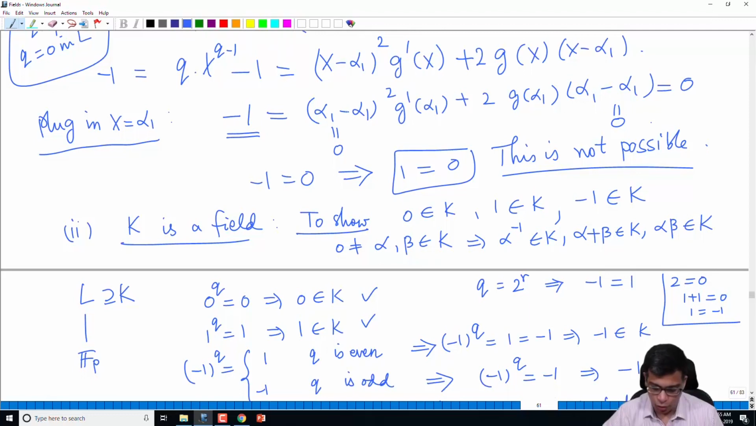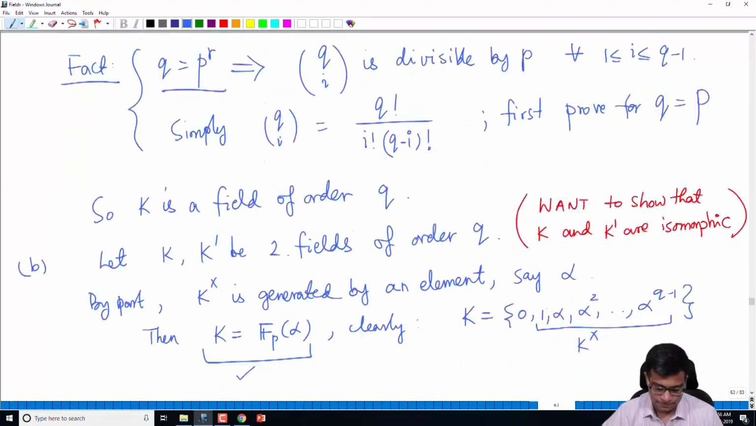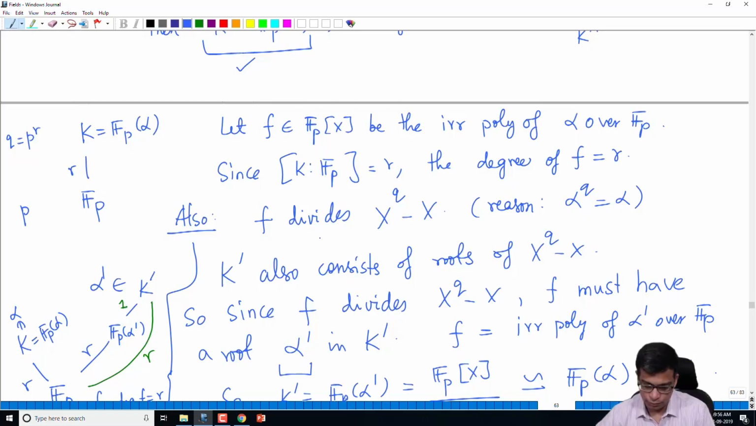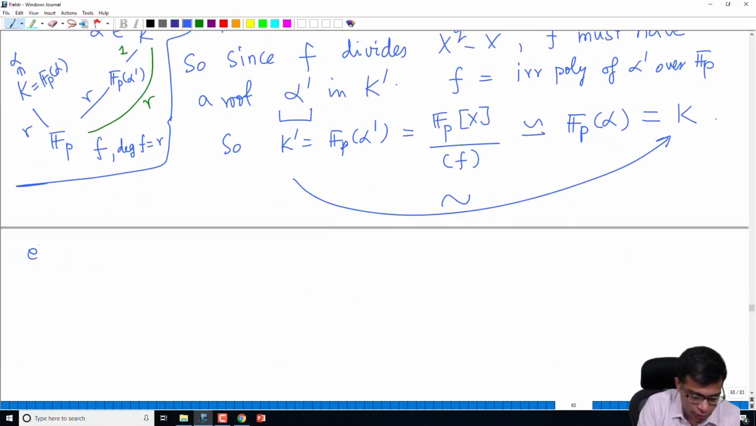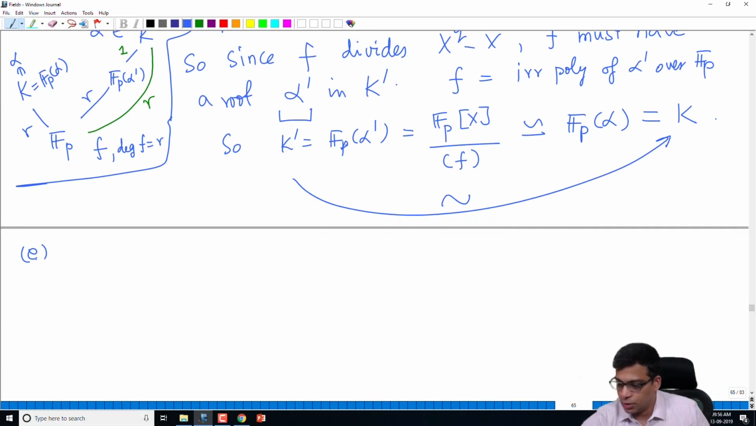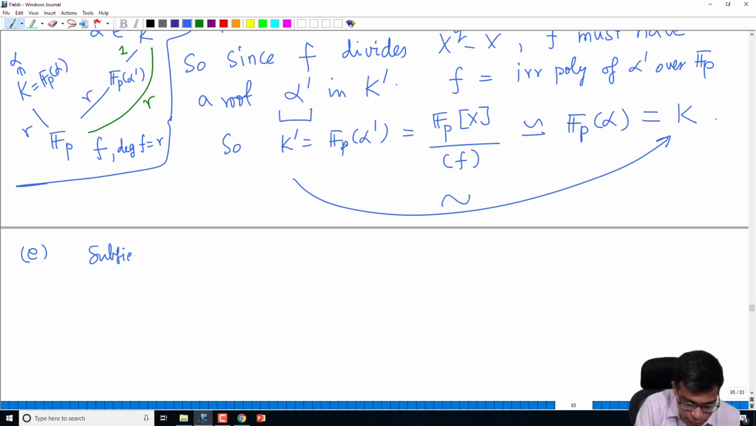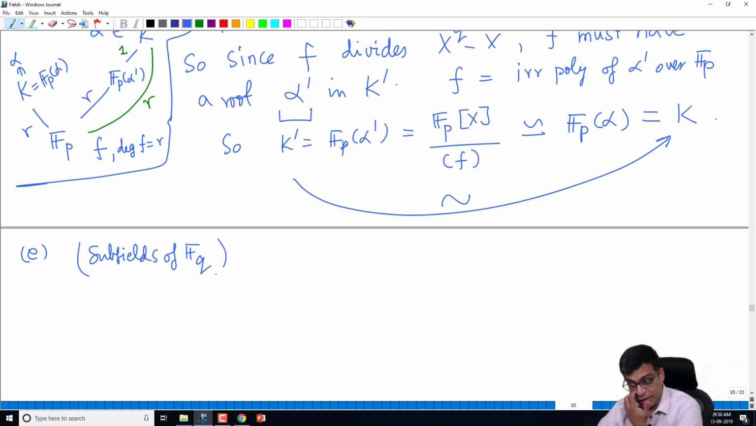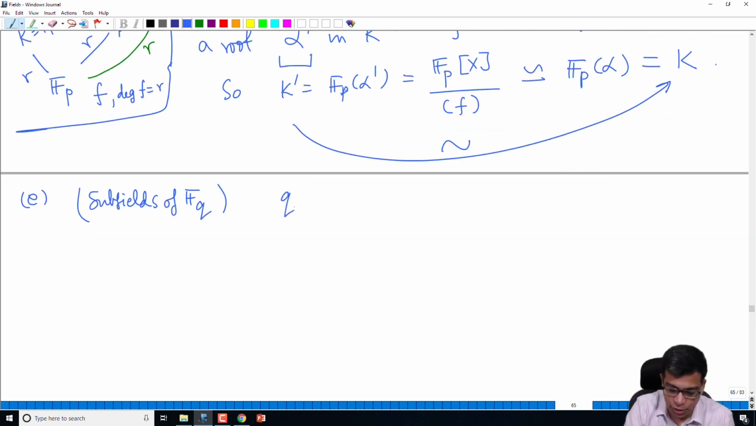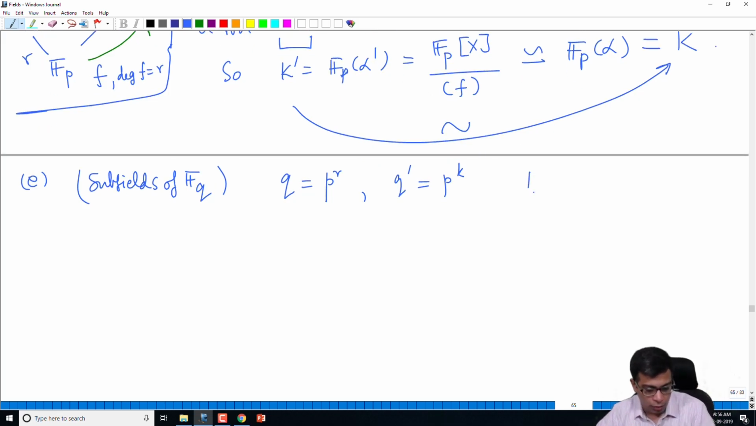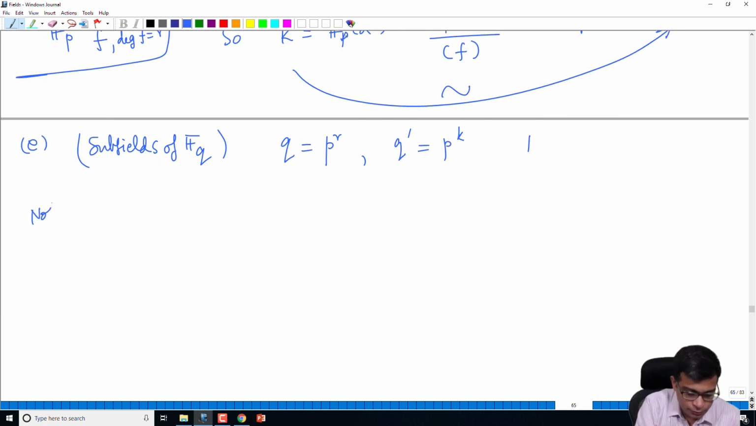So let's now come to E. E was talking about subfields of Fq. So one direction is clear, so let's say q is p power r and q prime is p power k. Also a notation, I should have written this before writing that.